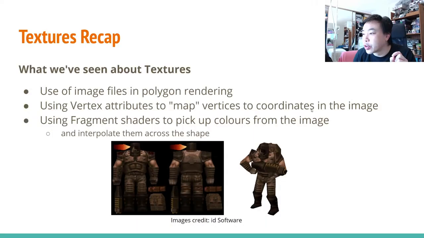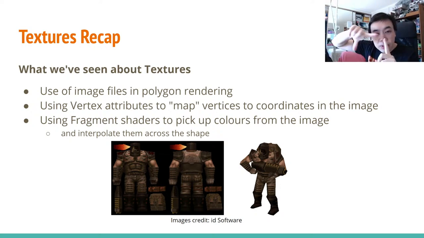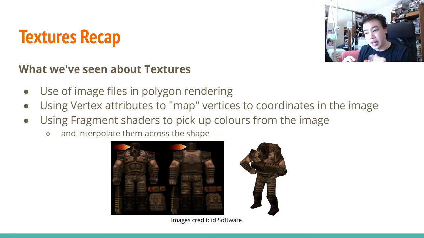So, continuing what we were talking about, textures. Thanks, Hexus1, saying no, it's broken. A quick recap of what we've seen about textures. So, this is the use of image files in polygon rendering. It's not always going to be images. Some textures are not actually images, but they're something else. But it's the idea that we can use a buffer that has some data in it. So, for example, the most common is a two-dimensional buffer with color information in it.